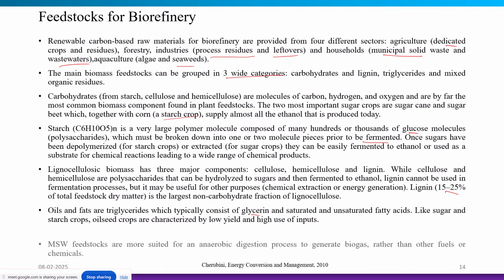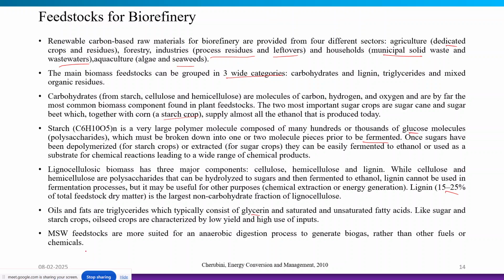So MSW feedstock, or municipal solid waste feedstock, is more suited for an anaerobic digestion process to generate mostly biogas rather than other fuels or chemicals. So these municipal solid wastes are mostly used for the production of biogas. So these are some descriptions of the different feedstock categories that are used for the biorefinery.